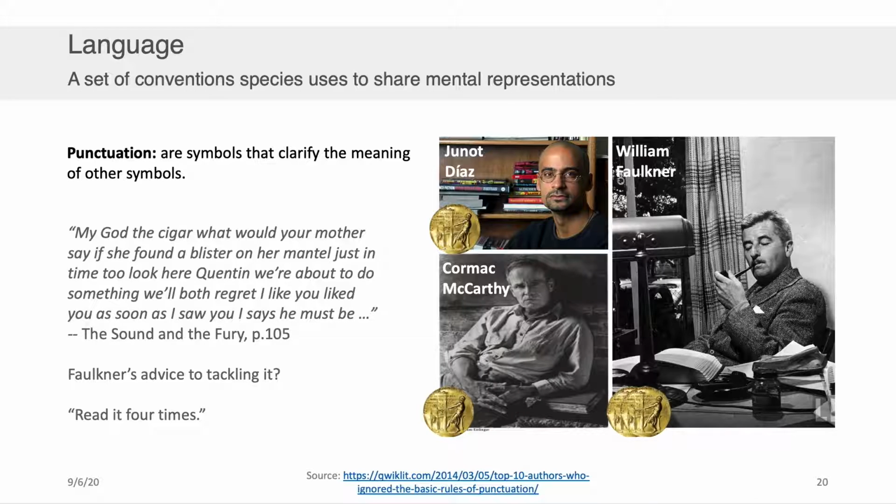My God, this cigar, what would your mother say if she found a blister on her mantle just in time to look here, Quentin, we're about to do something we'll both regret. I liked you. As soon as I saw you, I says he must be.